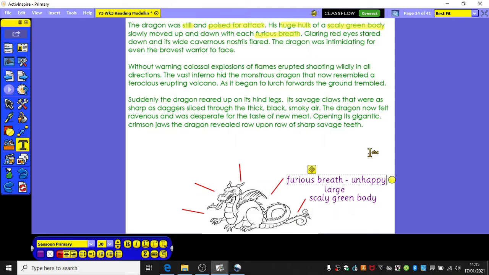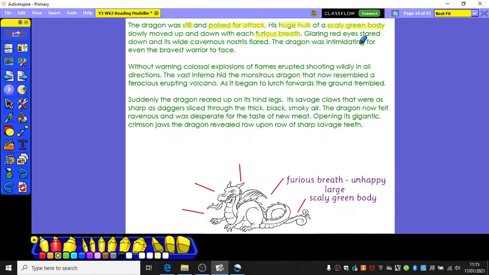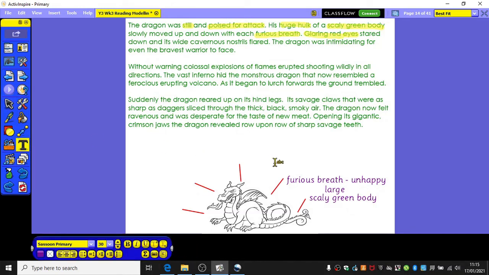Let's move on to the next sentence, looking out for the noun phrases. Glaring red eyes stared down, and its wide cavernous nostrils flared. What nouns do I have in this sentence that tell me about the dragon? I have eyes. Found eyes. Can you scan the text and find eyes? What are we told about the dragon's eyes? We're told they are glaring red eyes. So let's put that onto here as well. And in that sentence I just read, there's another noun that tells us about a part of the dragon's body. Can you find it?